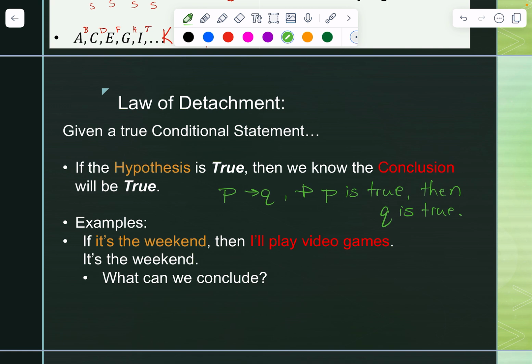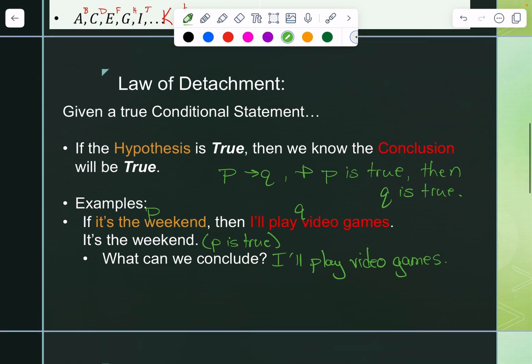In this example, if it's the weekend, P, that's the hypothesis, then I'll play video games. It's the weekend, so P is true. What can we conclude? I'll play video games. If we map it, we have P then Q, and we know P is true. So automatically, we know that Q is going to be true.